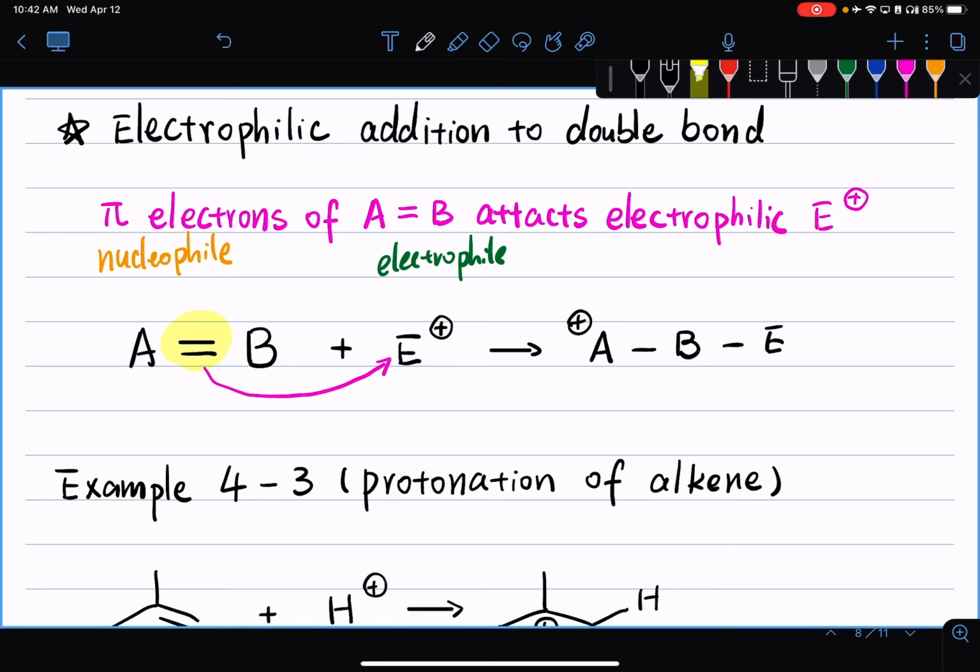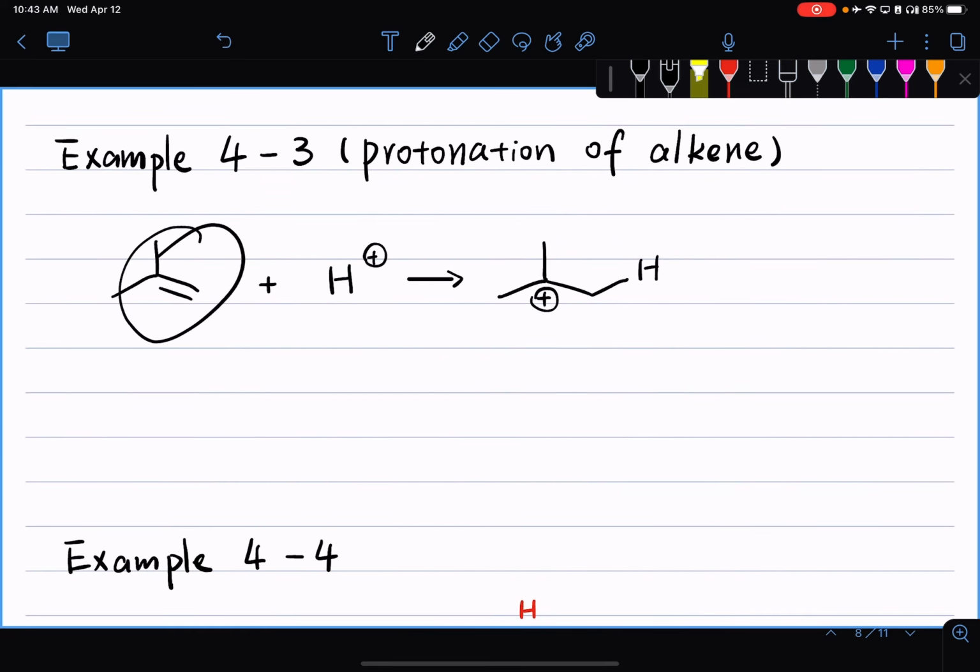Which one of them is forming that bond with the electrophile depends on the nature of the species we're talking about. So let's look at a real example. Starting from a double bond, it has the internal position and the terminal position. This double bond is going to attack a proton like H+. And the result here is we're forming a carbocation intermediate.